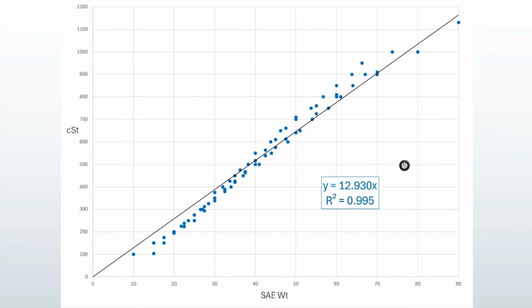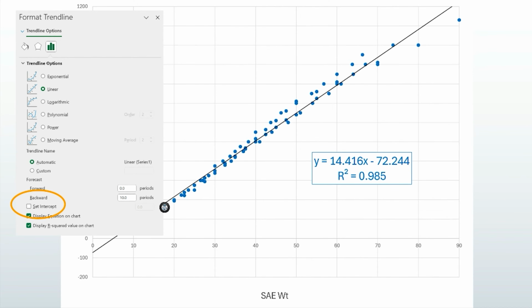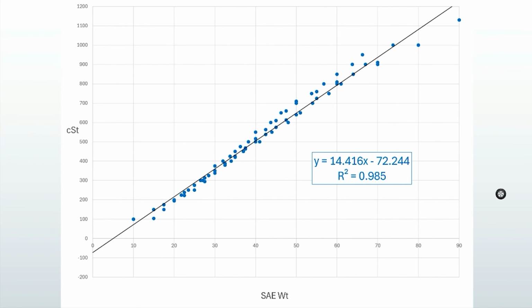Well, we have the tools to see if this is correct or not. So let's turn off the 0, 0. The line has now shifted visually. It looks like it lines up with the data a little bit better. But look at the R-squared value. It was 0.995, and now it's dropped to 0.985. So without the 0, 0 point, the trend line is actually less accurate. That is just one more point of evidence that supports our conclusion.